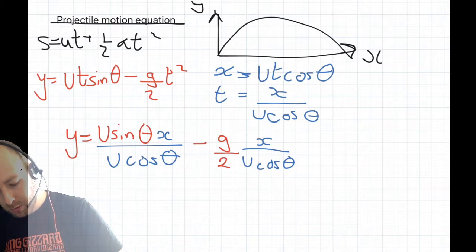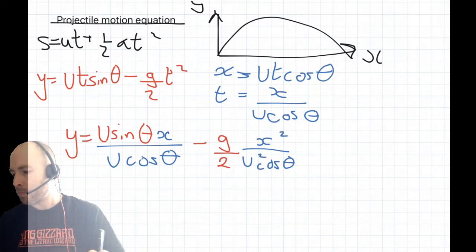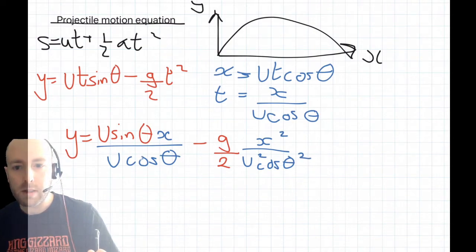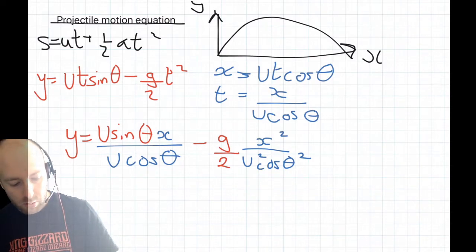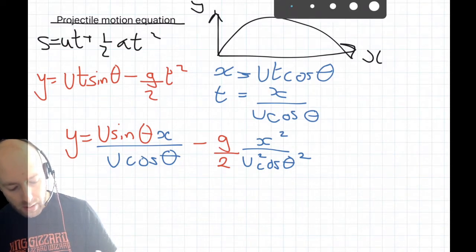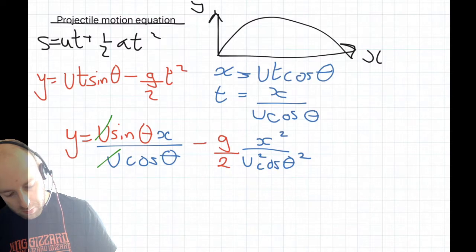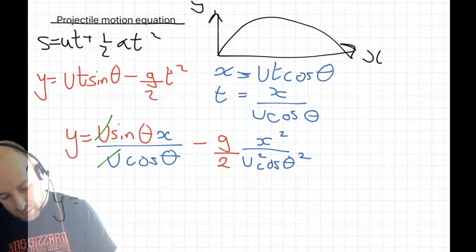And I need to square all these bits because it said squared. There we go. Cool. So we can do some simplification. We can cancel out the u's. And sine over cos becomes tan. So you get y equals x tan theta.